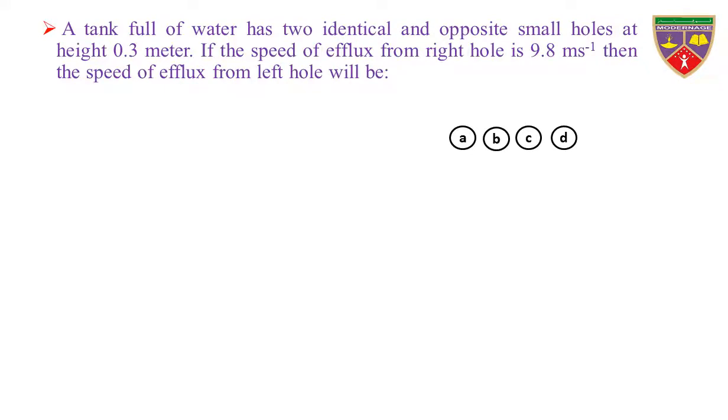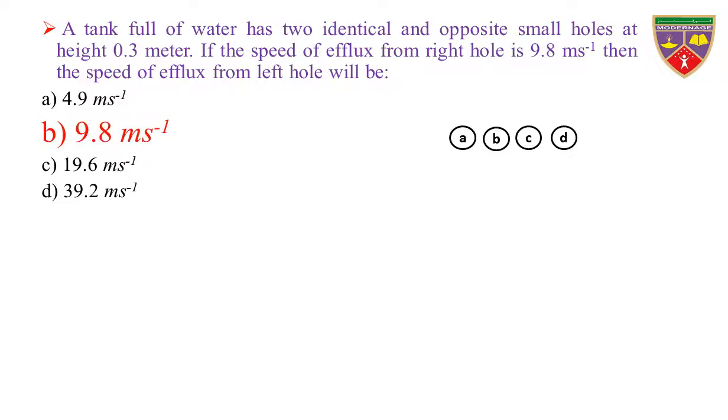A tank full of water has two identical and opposite small holes at height 0.3 meter. If the speed of efflux from the right hole is 9.8 meter per second, then the speed of efflux from the left hole will be: option A, 4.9 meter per second; option B, 9.8 meter per second; option C, 19.6 meter per second; option D, 39.2 meter per second. The key is 9.8 meter per second. Therefore, the correct option is B.